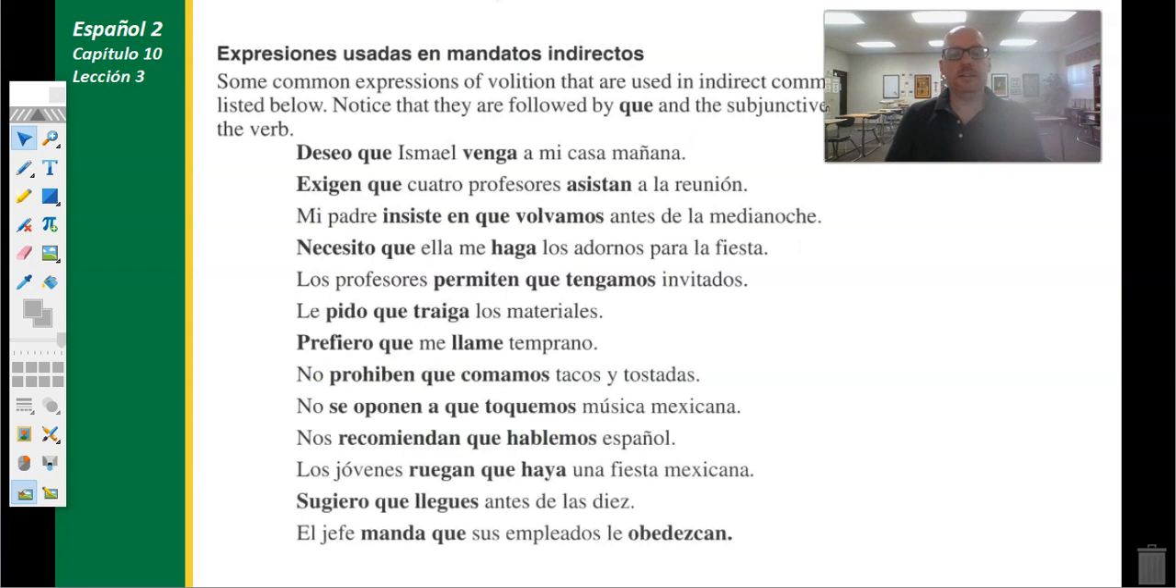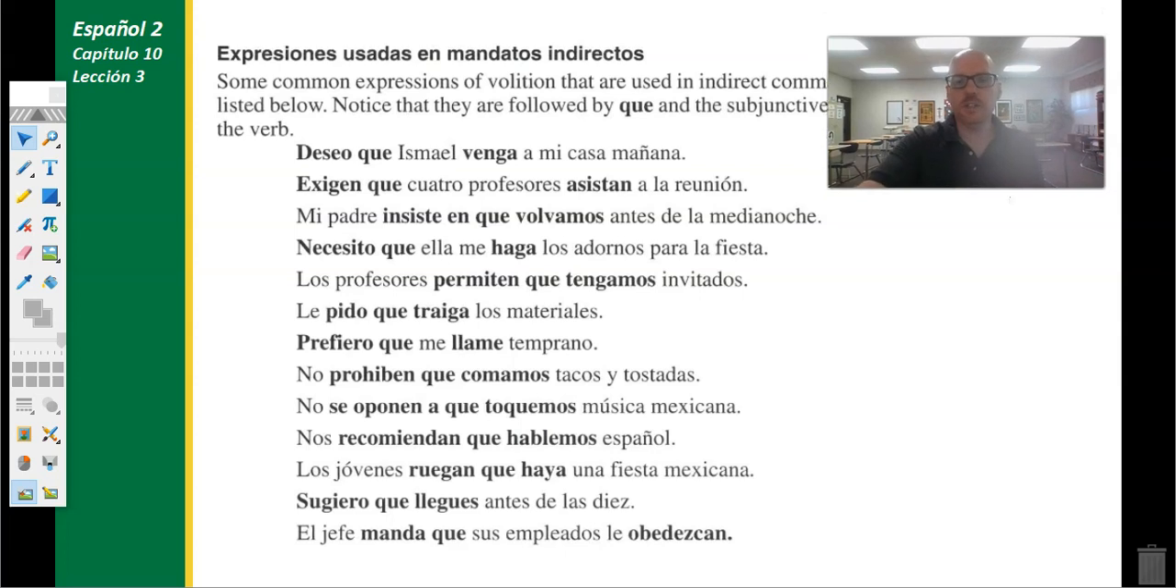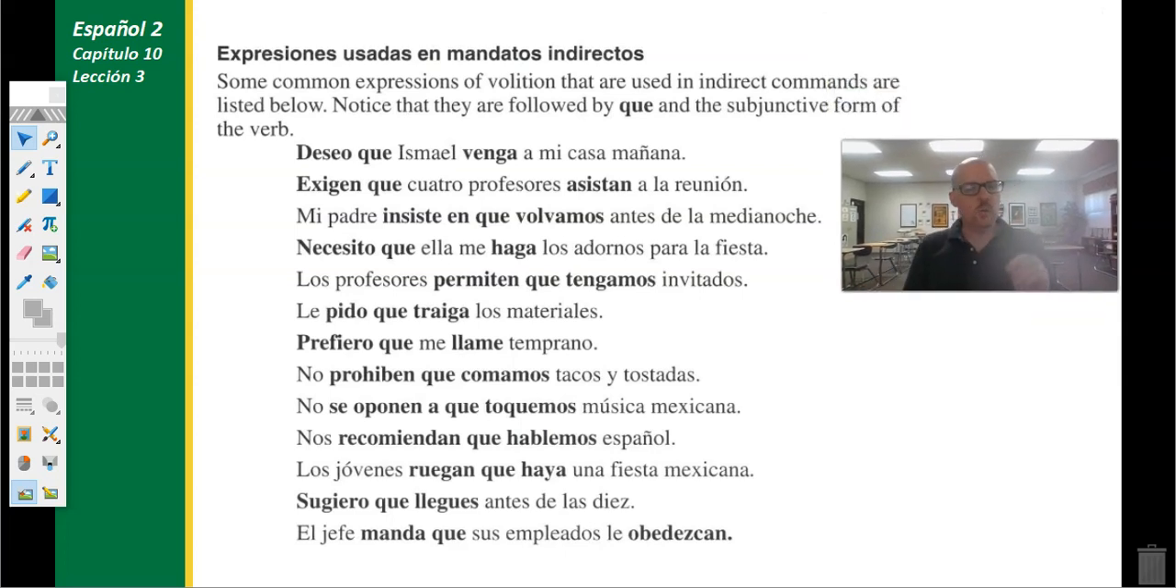Actividad 6. Actividad 6 is going to deal with mandatos indirectos. Some common expressions of volition. These are just some common triggers. Remember we talked about the expression in the first clause is going to trigger that subjunctive conjugation in the second clause. Well, here are some of those expressions. So you will see these and you need to recognize these as triggers that will cause the subjunctive to exist in the second clause. Deseo que. I desire that. You can tell that that is an expression of volition or will.